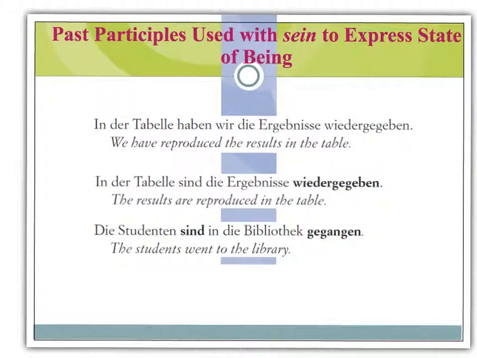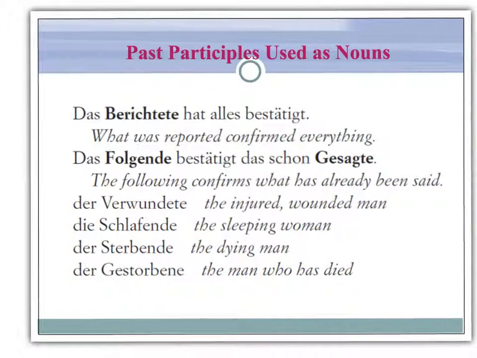I've decided not to cover this slide. You can do so if you wish by following along in your textbook. Here we see a capital B, right? Well, it's become a noun. Like all German adjectives, participles can function as nouns. In this case, they're capitalized and inflected like other adjectives, but it's called das Berichtete, the reported, whatever was reported, hat bestätigt, everything. What was reported confirmed everything.